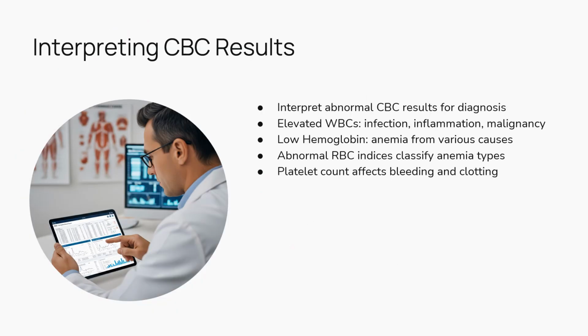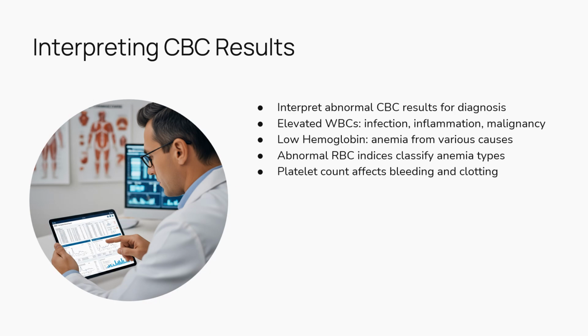disorders. For interpretation of results, an elevated white blood cell count may indicate infection, triggering increased white blood cell production, suggests inflammation from autoimmune or other inflammatory conditions, and could be a sign of malignancy such as leukemia or lymphoma. A low hemoglobin can indicate anemia, reducing oxygen carrying capacity. Causes include nutritional deficiencies like iron, B12, and folate, or chronic diseases or even blood loss.